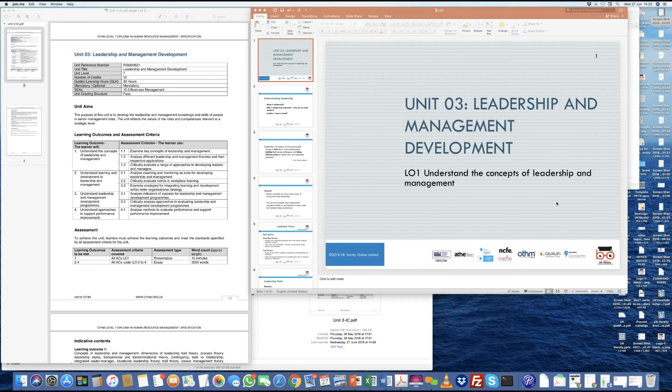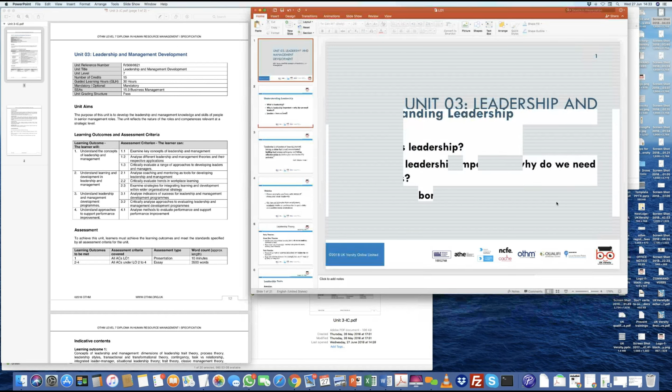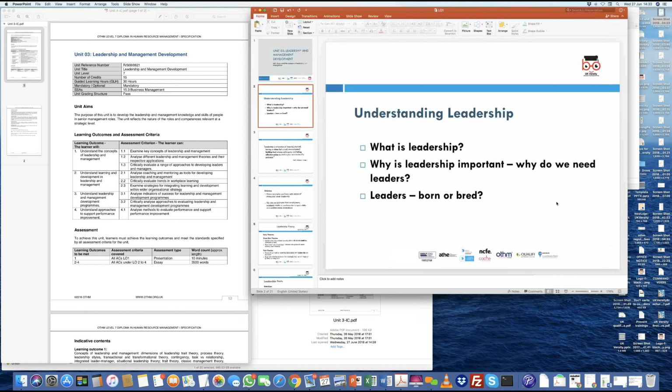For learning outcome one, going into a few slides, we start off with understanding what leadership is, why it is important, and the fundamental question that at some stage gets asked: are leaders born, or can they be made?